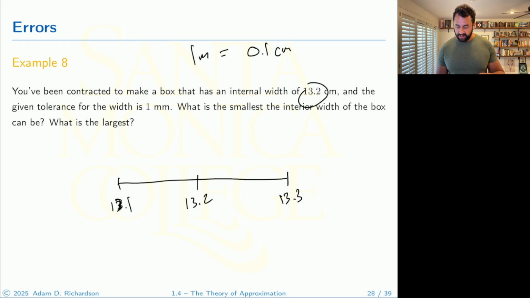So the smallest the interior width of the box could be is 13.1, but we got to be a little bit more. I'll just say greater than 13.1, or we need to be less than, actually, I should say we need x to be less than 13.3. There we go. So x has to be bigger than 13.1, but less than 13.3, and then we'll be okay. The interior of the box.